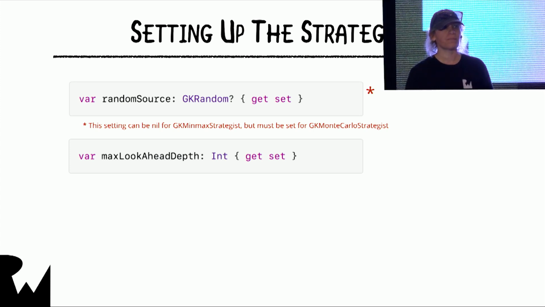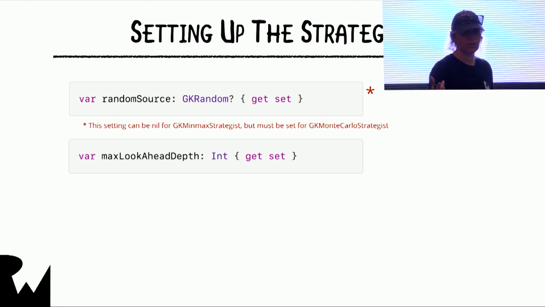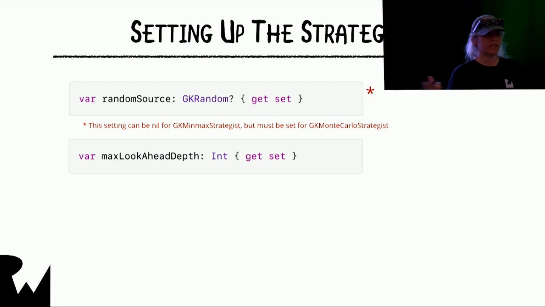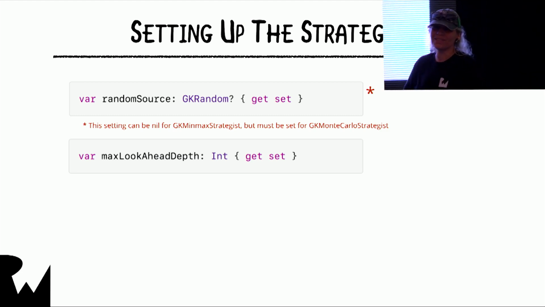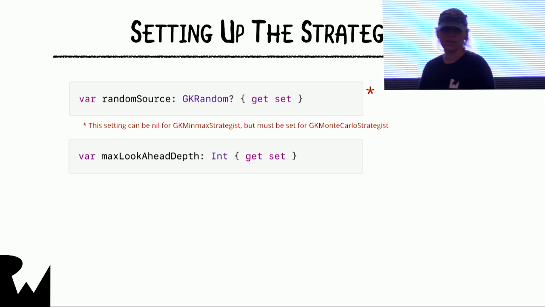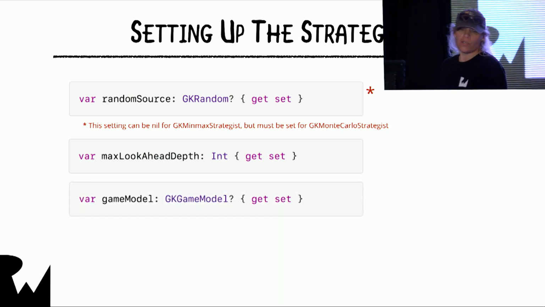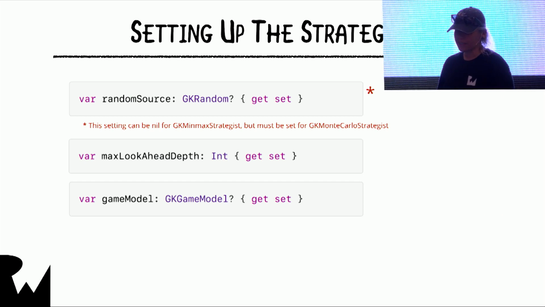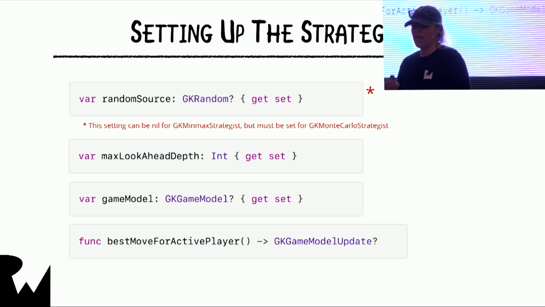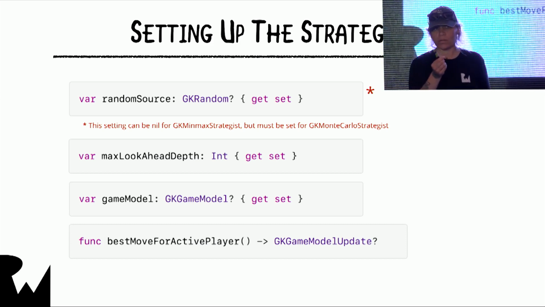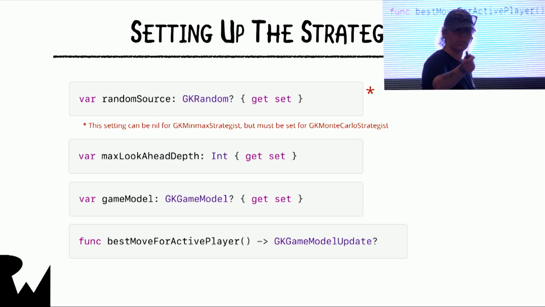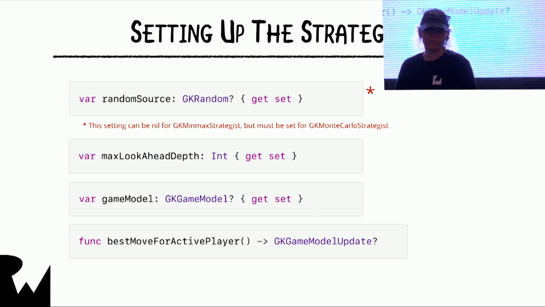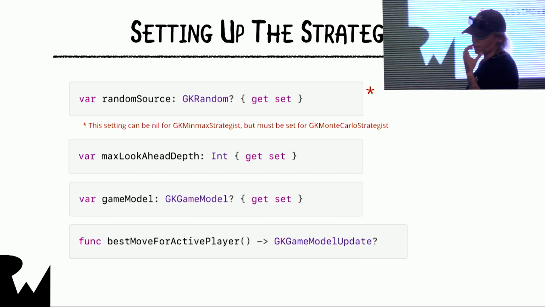There also comes a point where, and Connections is a great example of this, I can set my max look ahead to 50. There's no advantage to it because the game only takes 7 moves to win if you play it really well. You also need to set your game model, right? That's important. That's going to be needed for the strategist. And the strategist is what calls the best move for active player. That's where it says, hey, check your models, give me the moves, let me figure out the best one. So that is something else you'll have to do on that.